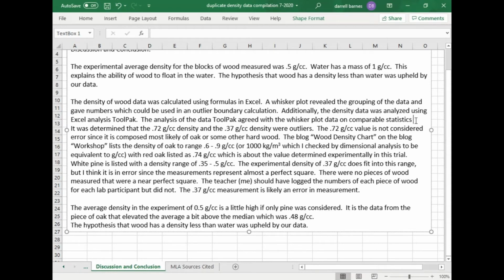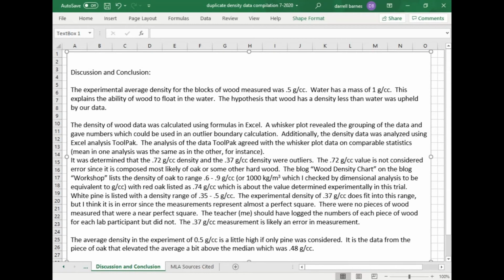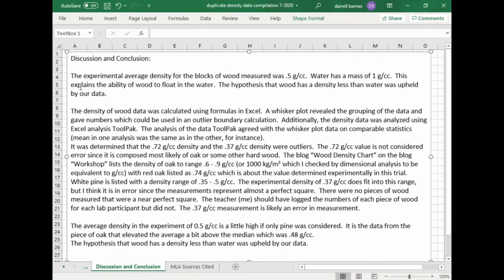Let's spell that out. Mean in one. Okay, I can spell it out there. It rocked a little bit off the bottom right there. Is that all going to fit still? Kind of. Let's back this up. Okay, there we go. It was determined that the 0.72 gram per cc density and the 0.37 gram per cc density were outliers.